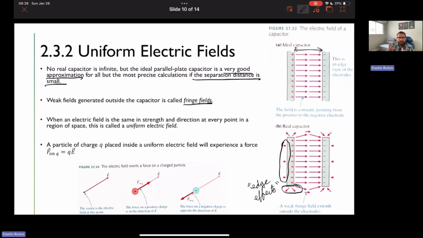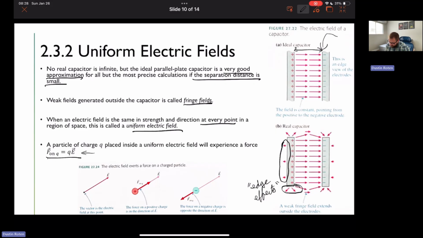And if I haven't actually said this, I think I did, but if not, when an electric field is the same strength and direction at every point in a region of space, this is a uniform electric field. So you can see that's clearly what's happening in between these two parallel plate capacitors. Now, if we put a charged particle inside this uniform electric field, it will experience a force. Remember, we have a Q inside an E field. We get F equals QE.